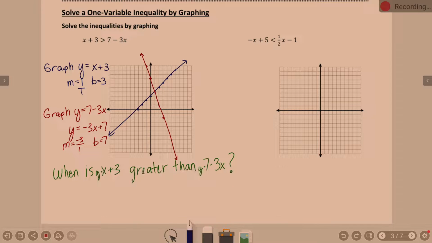Now, with that in mind, y equals x plus 3 is my blue line. y equals 7 minus 3x is my red line. When we're talking about greater than, less than, think about it in terms of when is this one greater than the other? Greater means on the graph, we're talking y values here. When is it higher than? So when is my blue line higher than my red line?